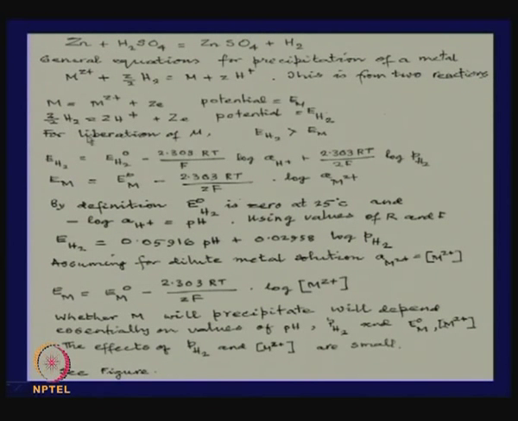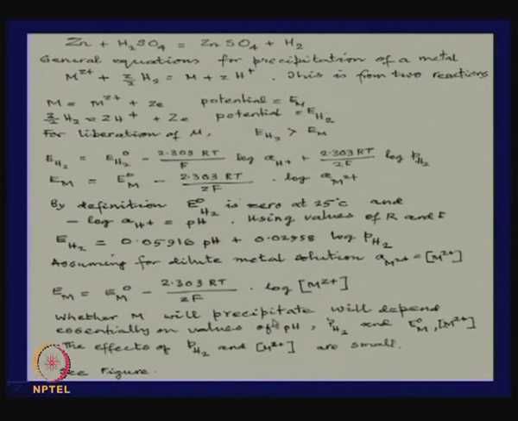For liberation of M, we say that the potential for hydrogen should be more than the potential for the metal. Now, E_H2 is written as E_H2 standard, the hydrogen potential, minus 2.303 RT/F log a_H. This is a standard expression that you can write from this reaction. Now, you know that minus log a_H is actually pH, and the standard term is 0. So, this E_H2 can be written simply as 0.05916 times a pH term, plus a log p_H2 term.